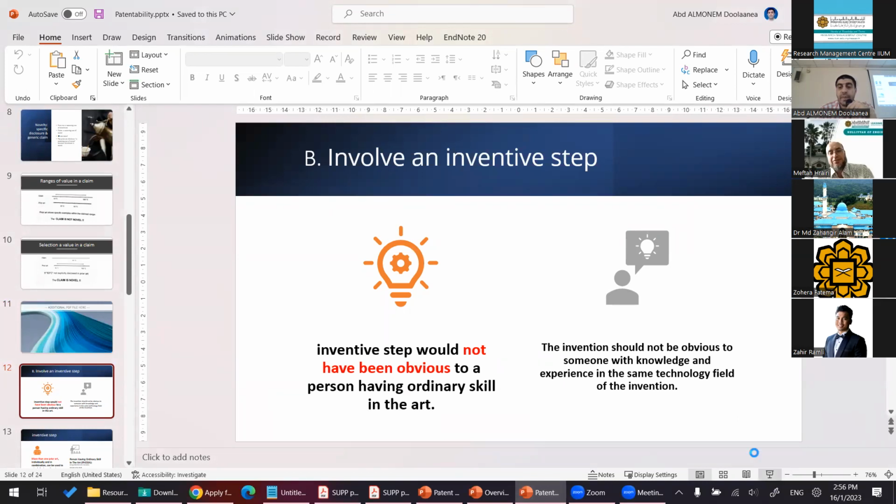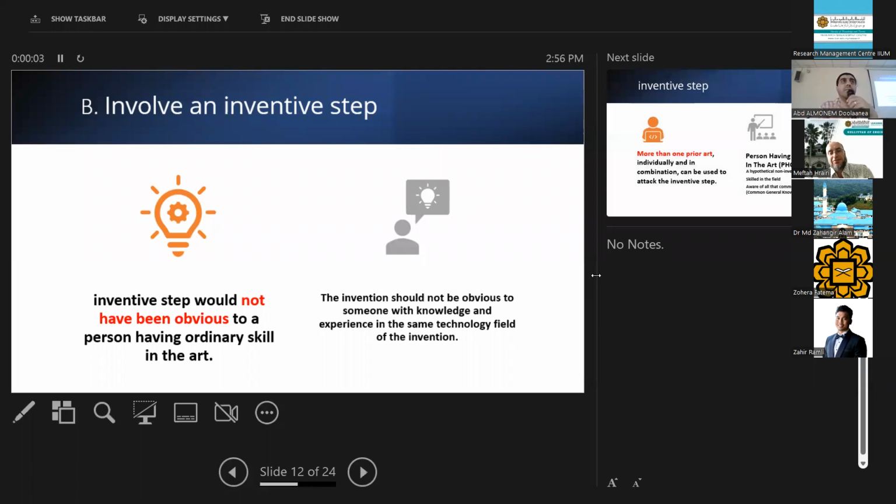Okay. Any question about novelty? But these are some of the important terms to know about how patent novelty works. What can happen actually?